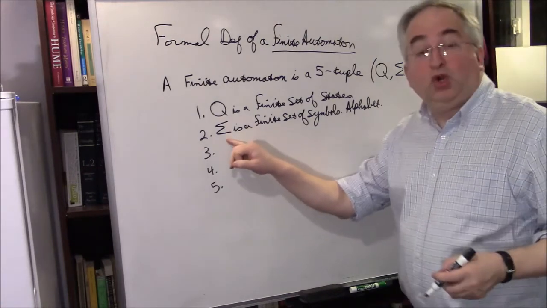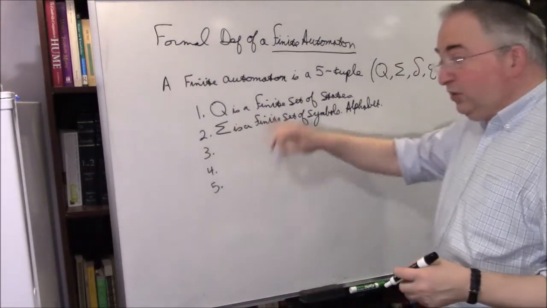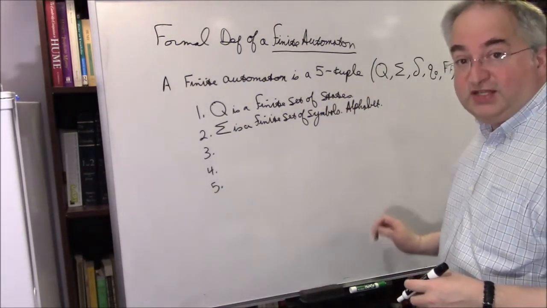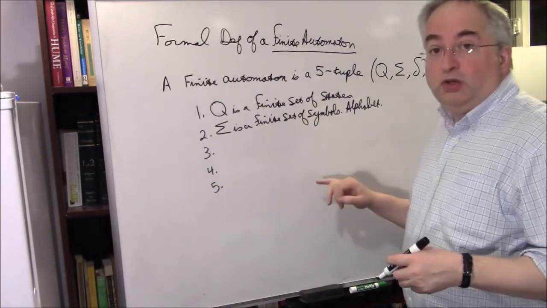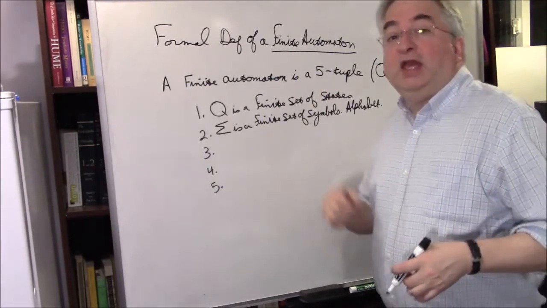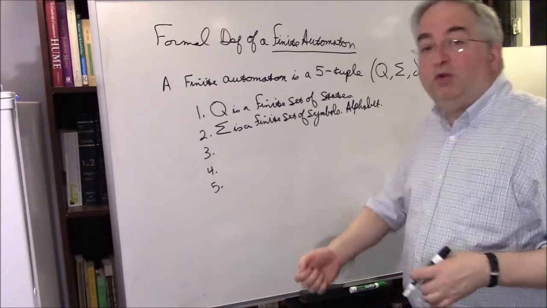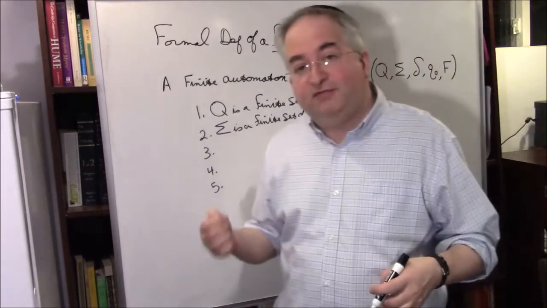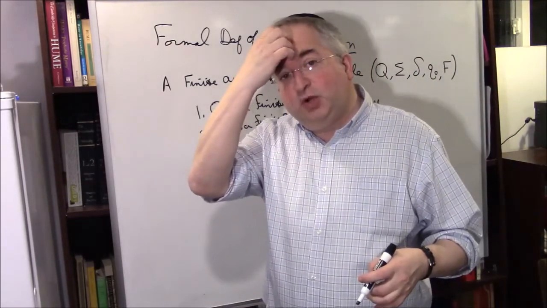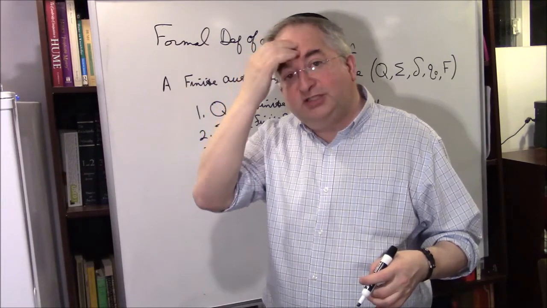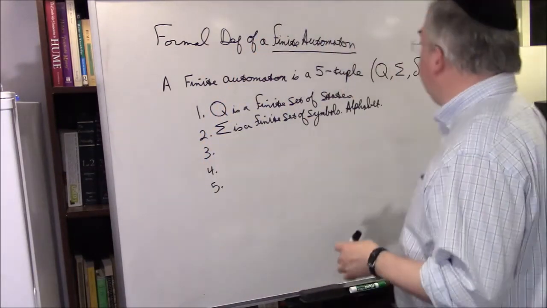We're going to look at words in the alphabet, and we're going to follow the finite automaton with the words, and we're going to see, is this word accepted or is this word not accepted by the finite automaton? Okay, great.